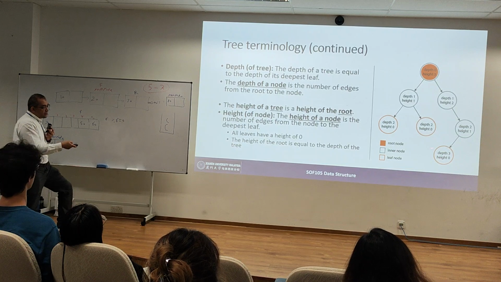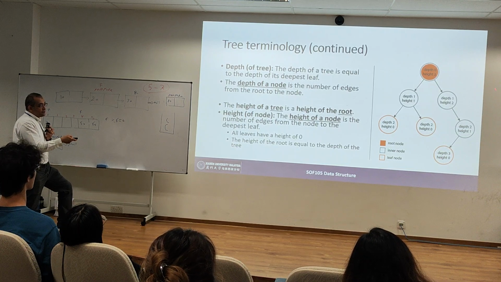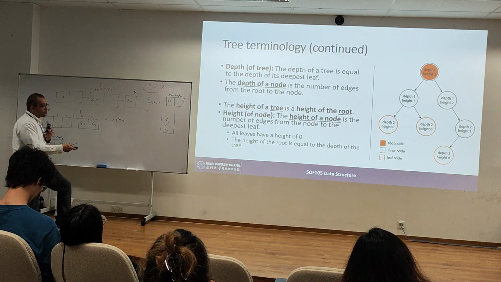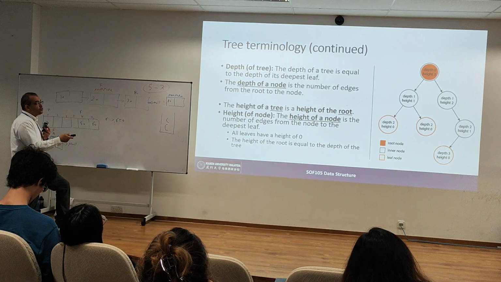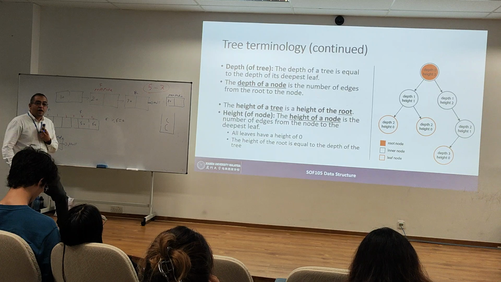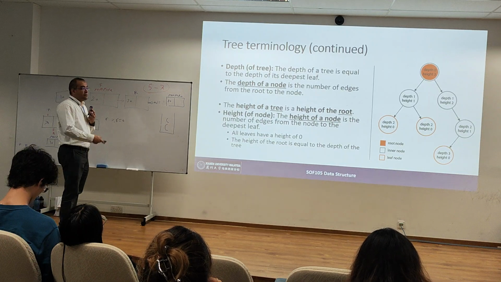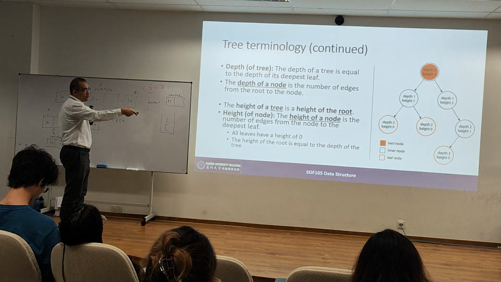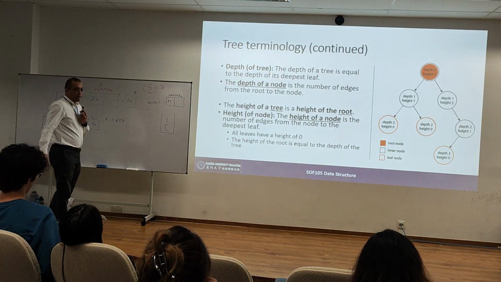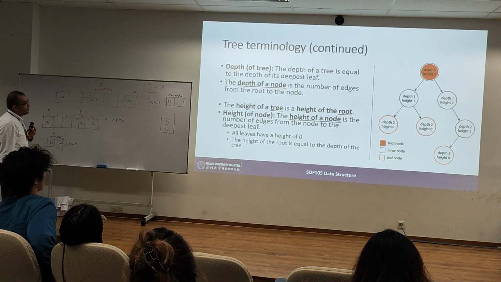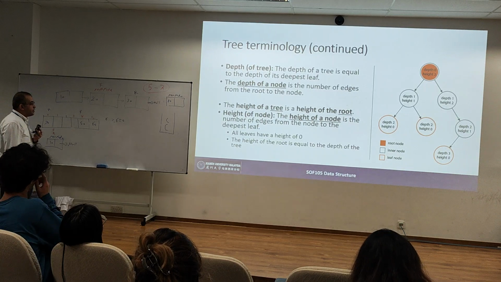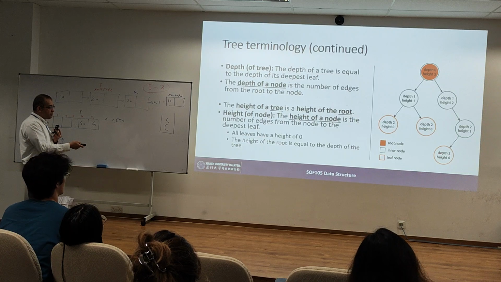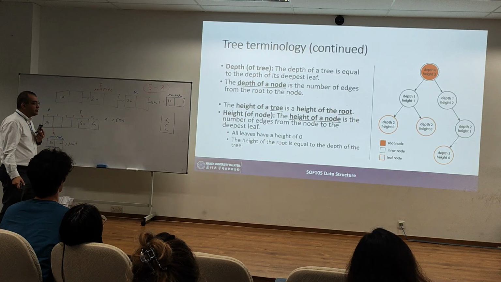And look at this node. 1, 2, 3. Just count how many edges we have. What about the root? The root is always at depth 0. Again, this is similar to the Fibonacci numbers, right? Here is 0, here is 1, here is 2, all these nodes 2, and here all of them will be 3, correct? So the depth of the entire tree, from the root to the deepest node, will be 3.